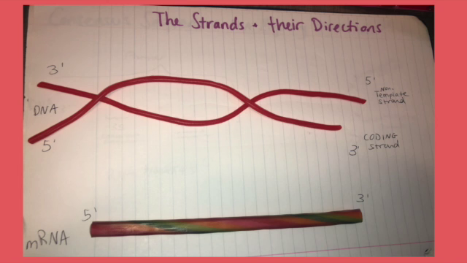DNA and RNA must be antiparallel. Non-template DNA can be called the coding strand or sense strand. This goes in the 5' to 3' direction. The RNA strand that follows the coding strand is called the template strand. The template strand goes in the 3' to 5' direction.